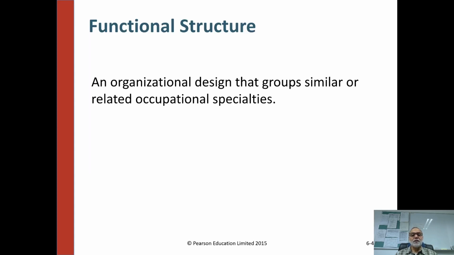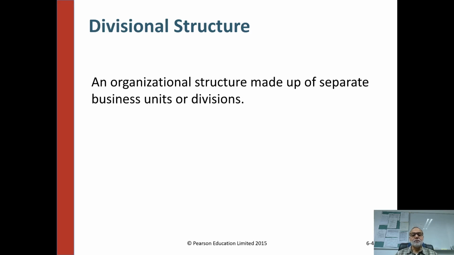Another traditional structure is functional structure, an organization design that groups similar or related occupational specialities. We have already discussed these functional structures. The grouping is according to the specialities, like marketing, production, engineering, accounting, R&D, etc.